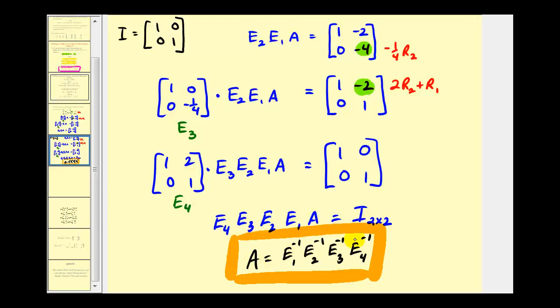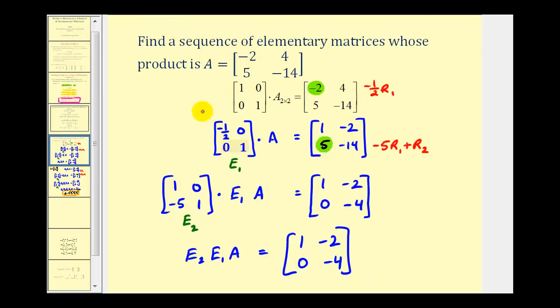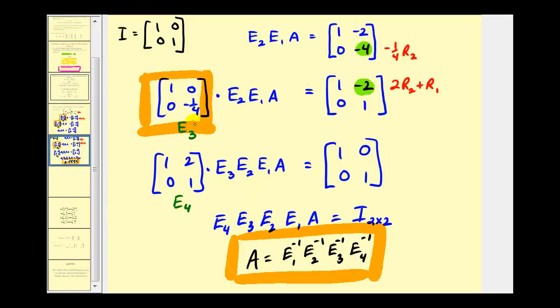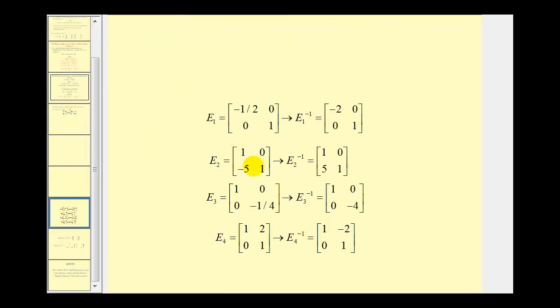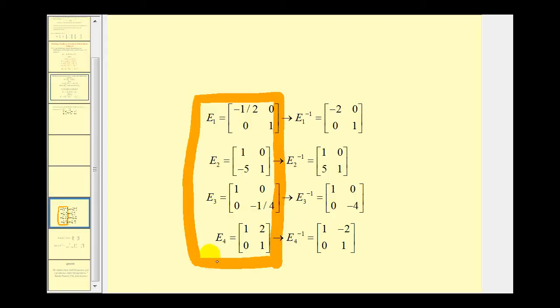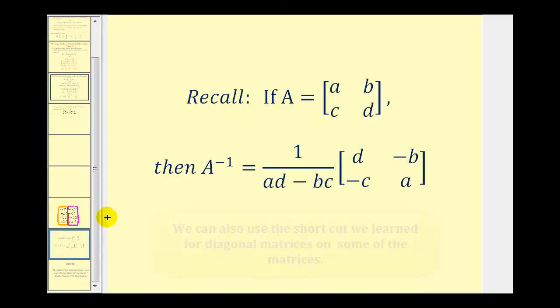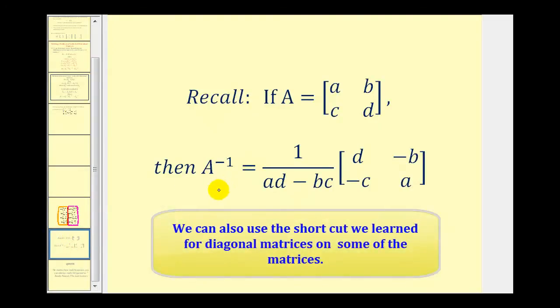So in order to find these inverse matrices, we first have to go back and find E sub 1 through E sub 4. So here's E sub 1, here's E sub 2, here's E sub 3, and here's E sub 4. So here are the elementary matrices that we just identified. But the product that we need is going to involve the inverses of these matrices, which I've already found here. And since the given matrices were 2 by 2 matrices, remember, we can use this shortcut here to determine the inverses of the 2 by 2 matrices.